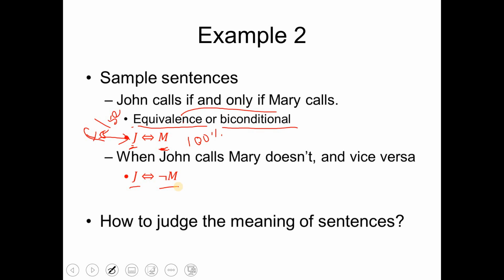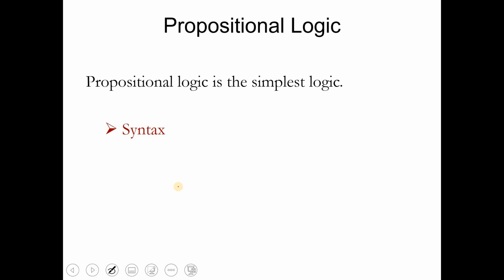So to judge the meaning of these sentences, we will discuss another thing that comes next, which will be the truth table. So propositional logic is the first one we study. It is the simplest of all the logic languages, and it has got three things we will discuss. It has a syntax. Syntax means what is the grammar of a sentence. So sentences are created with symbols, constants, and operators. Three things. So that is the syntax.